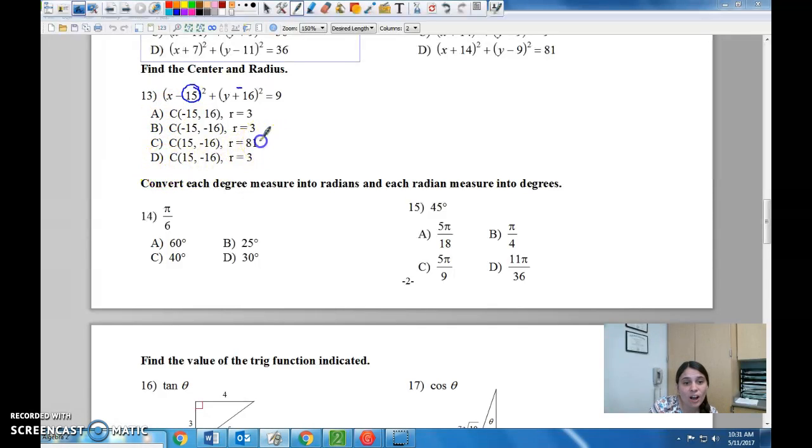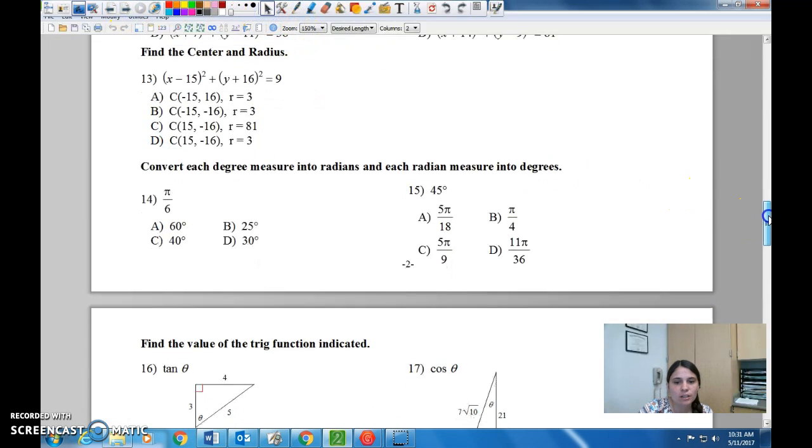And then this often confuses people because this is equal to your radius squared. So I could rewrite 9 as 3 squared. So my radius is 3. But oftentimes people will get confused and just square the 9 and say their radius is 81. So be careful of that.